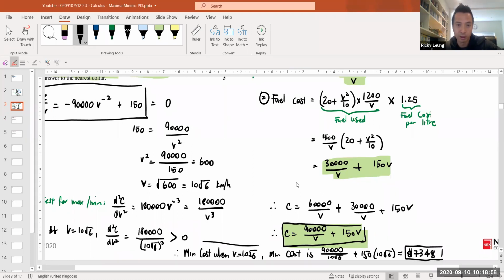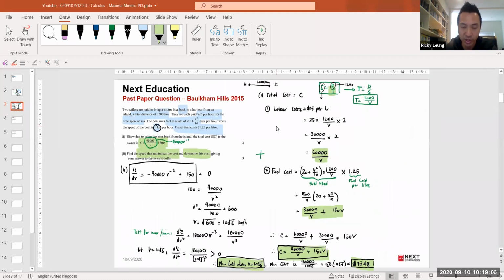Highlight that as your final answer. So most definitely, the hardest part about this question is not so much the second part where we differentiate, test and solve. It's more about the derivation of the formula to differentiate itself. So hopefully that was okay.